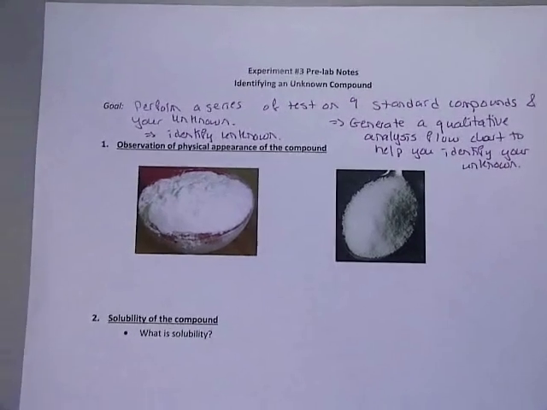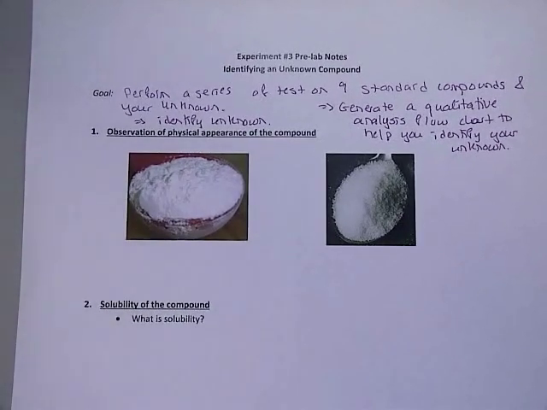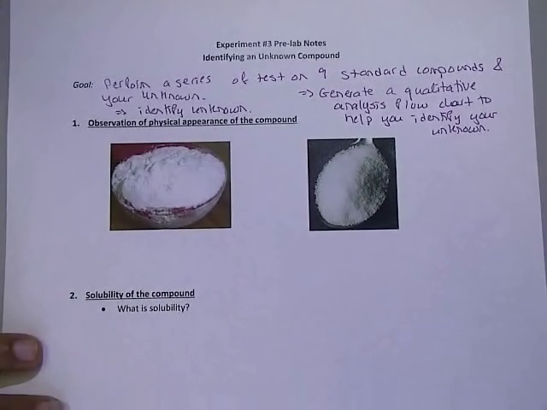Okay, I'm assuming you've all read the experiment in your lab manual, so let's go over some concepts. This experiment has several parts to it, as will most experiments. The first part is really just making observations of physical appearances of your compounds. So again, we have 9 compounds and your unknown.